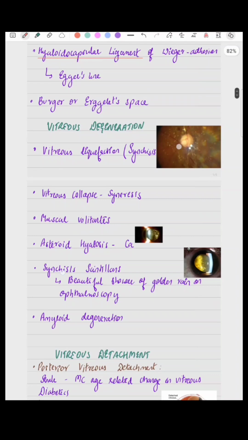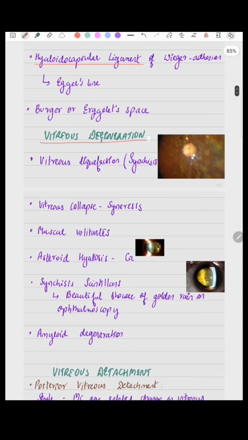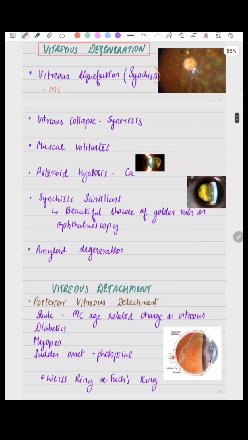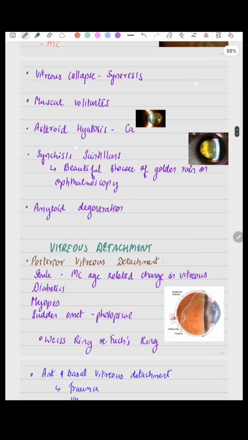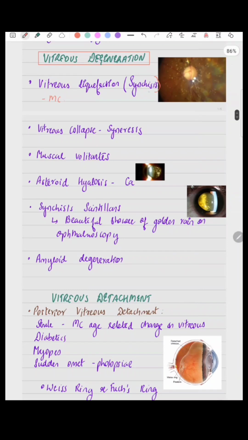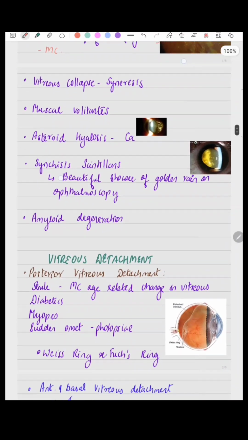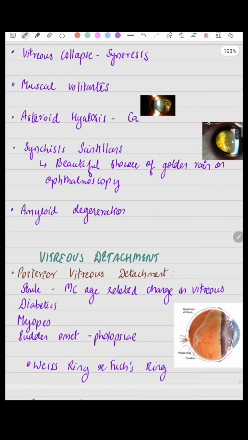Next, coming to vitreous degeneration. The first one is vitreous liquefaction, or synchysis. This is the most common degenerative change in the vitreous. Then next is vitreous collapse, or syneresis. Liquefaction is synchysis and vitreous collapse is syneresis. Then there are muscae volitantes, which are physiological opacities.